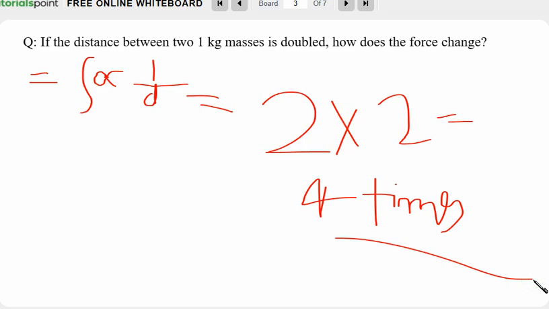I hope that you can understand my handwriting, and I'm very sorry for that. I'm repeating again that if the distance between two 1 kg masses is doubled, as the force of gravitation is inversely proportional to the square of the distance, which is already given in the formula, force equals gravitational constant into mass of the first object into mass of the second object divided by radius squared. So the answer will be changed by 2 into 2 times, which will be 4 times.